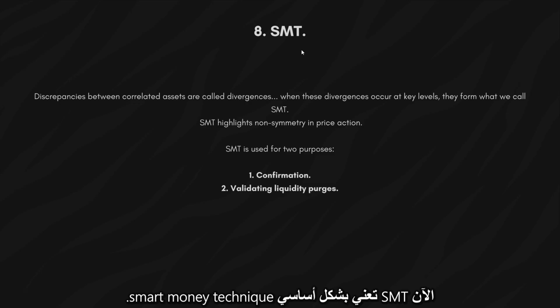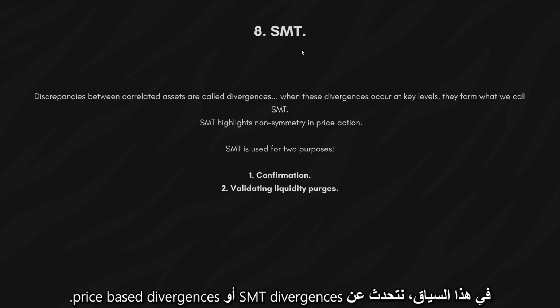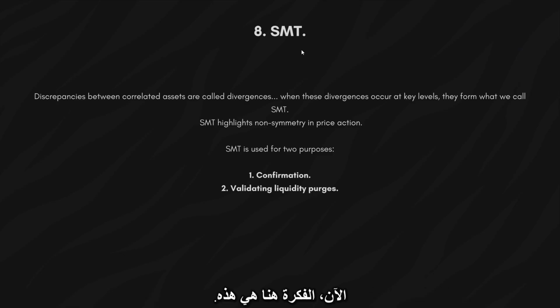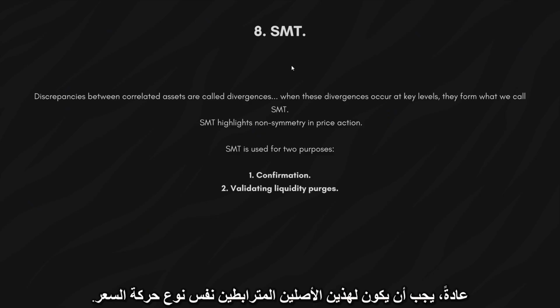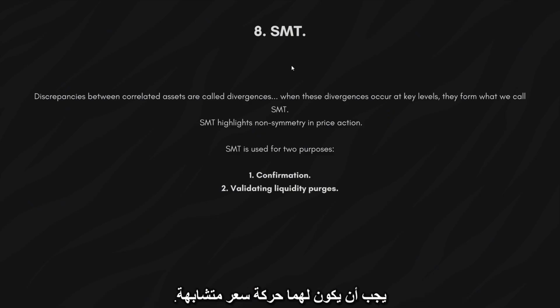Now SMT basically stands for smart money technique. In this context, we're talking about SMT divergences or price-based divergences. Now the idea here is this. Let's say we've got two correlated assets, like for instance EU and GU, or maybe NQ and ES. Now normally these two correlated assets should have the same sort of price action. They should have similar price action. They should move in tandem.